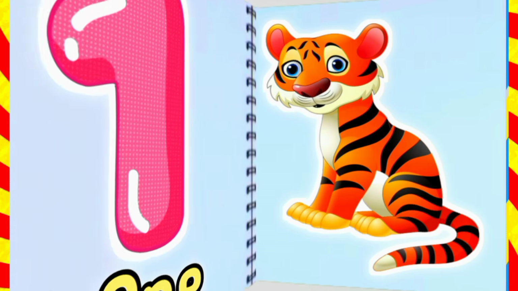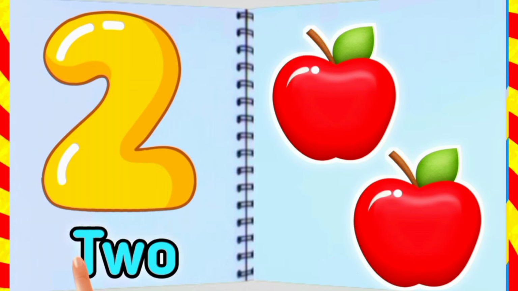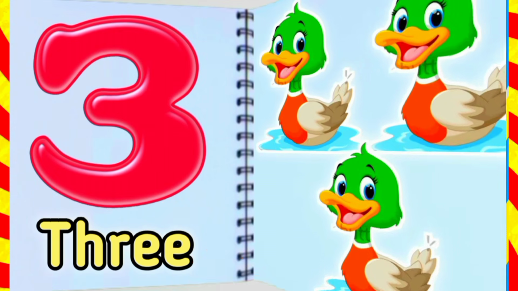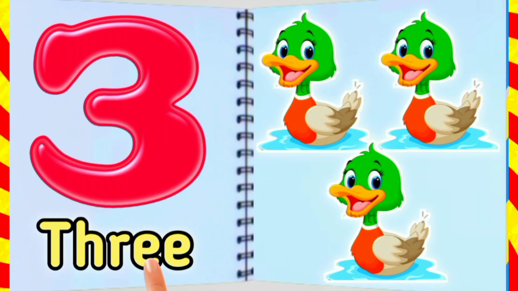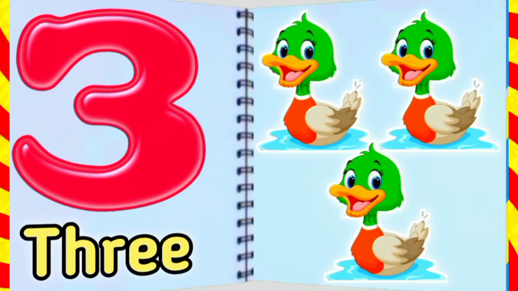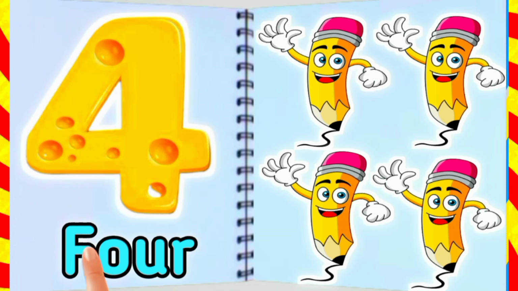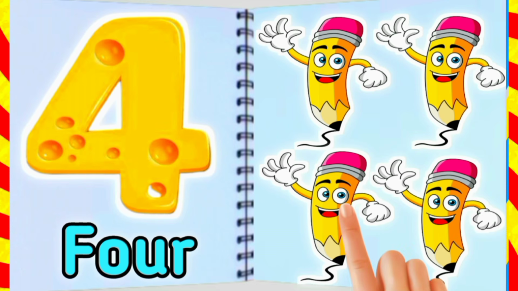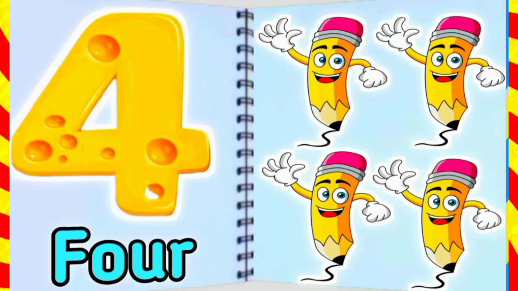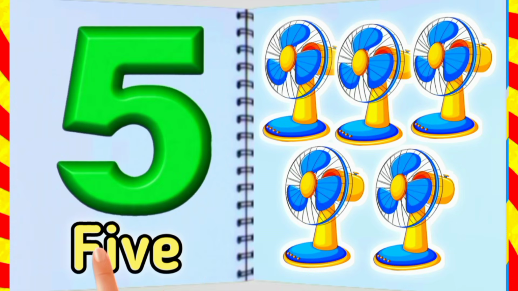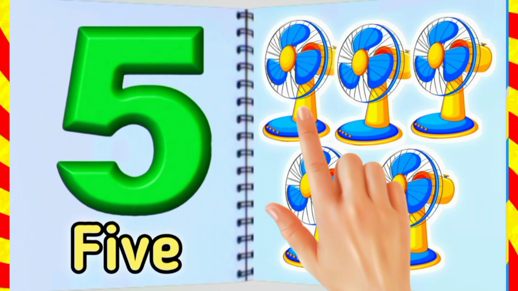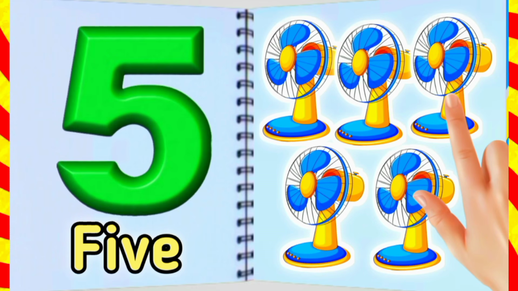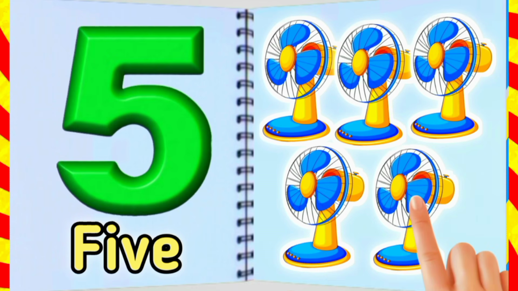One tiger. Two apples. 1, 2. Three ducks. 1, 2, 3. Four pencils. 1, 2, 3, 4. Five fans. 1, 2, 3, 4, 5.